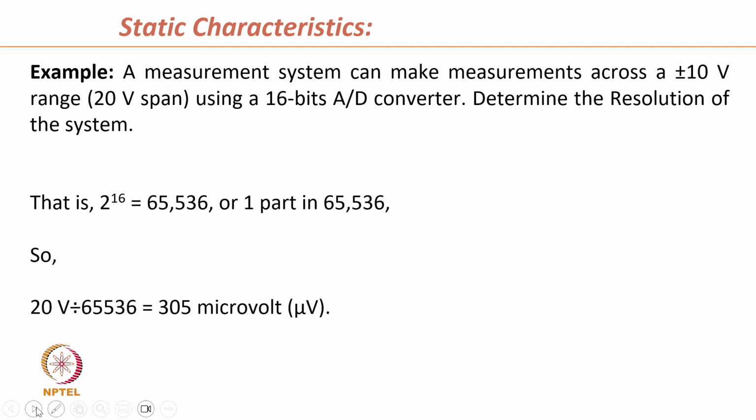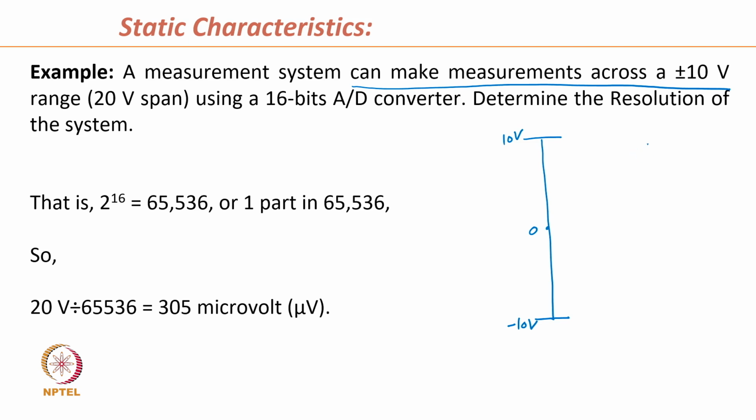Let us take an example for this resolution measurement. We have a measurement system which can take measurements across a plus minus 10 volt range. It means the range is plus minus 10 volt, this is 0, this is 10 volt and this is minus 10 volt. And this measurement is being done using a 16-bit A to D converter, 16-bit analog to digital converter.